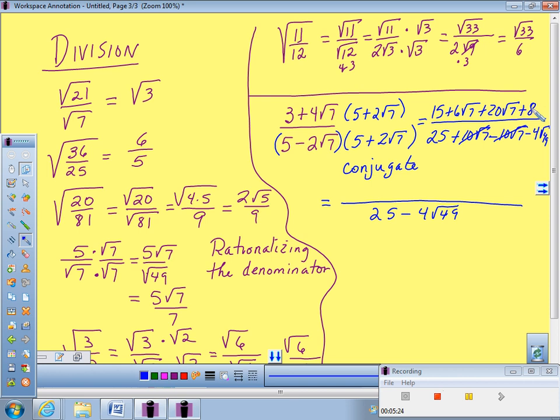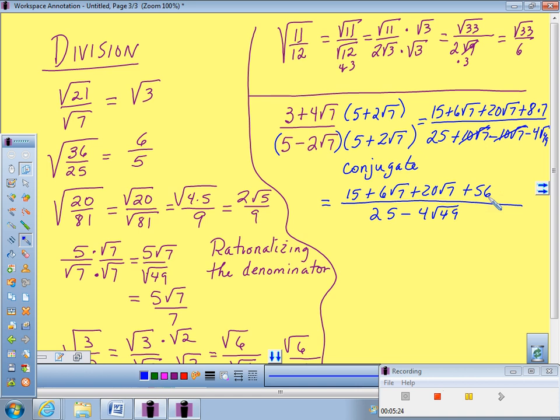Now, here's where I've been avoiding this, but it's time to talk shortcut. When you take square root of 7 times square root of 7, you're going to get 49. Square root of 49 is 7. Anytime you take a square root times itself, square root of 7 times square root of 7, you're simply going to get that number. It's going to be 7. So what I actually have there is 15 plus 6 square roots of 7 plus 20 square root of 7 plus 56, 8 times 7.